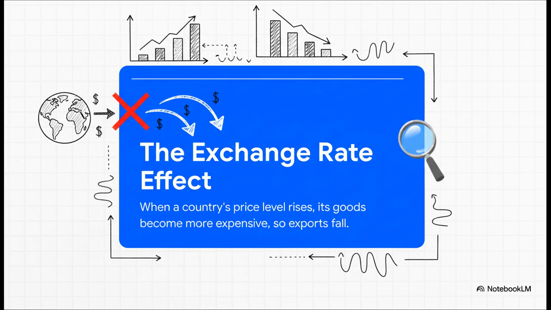And finally, the third piece of the puzzle is the exchange rate effect. And this is all about international trade. Let's say the price level in the US goes up. Well, that means our goods just got more expensive compared to goods made in other countries. So what happens? People in other countries buy less of our stuff, and our exports fall. And there you have it. All three of those effects explain that downward slope.